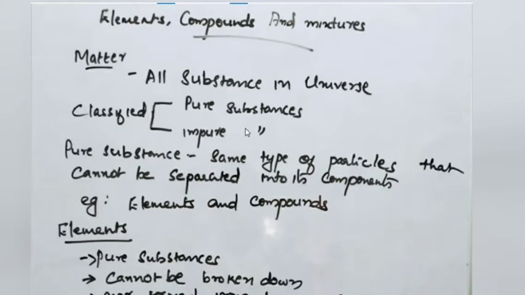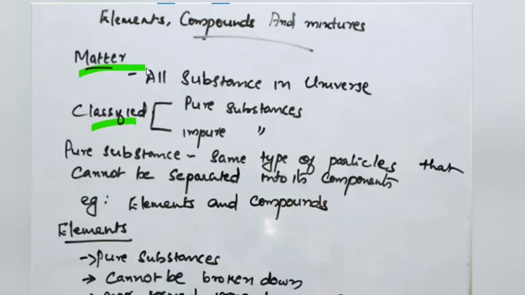Today, class, we are going to learn the second chapter of the chemistry text, that is, elements, compounds, and mixtures. So first, we can talk about what is matter. We know that all substances in the universe, including everything we are using, living, non-living, everything, are included in matter, and it is classified into two categories.